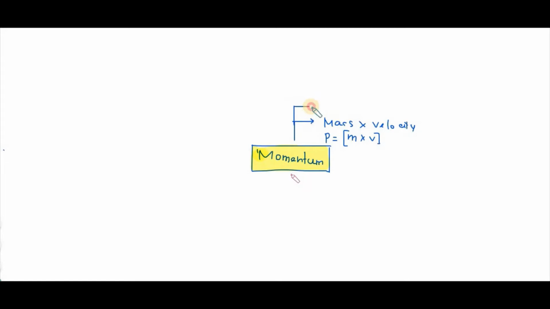Now momentum is a vector quantity, which means it has magnitude as well as direction. The direction of velocity will be considered as the direction of momentum, and the magnitude can be expressed by using this formula, m times v.